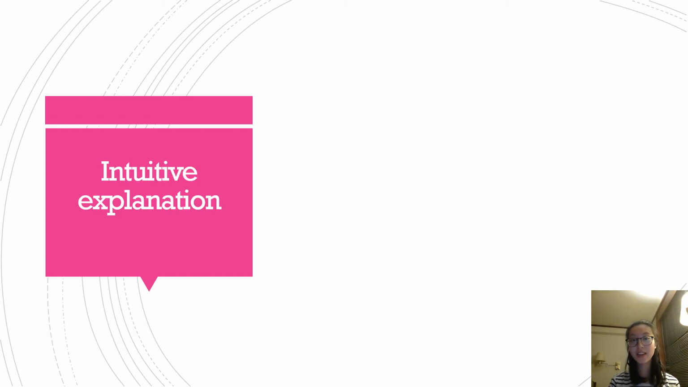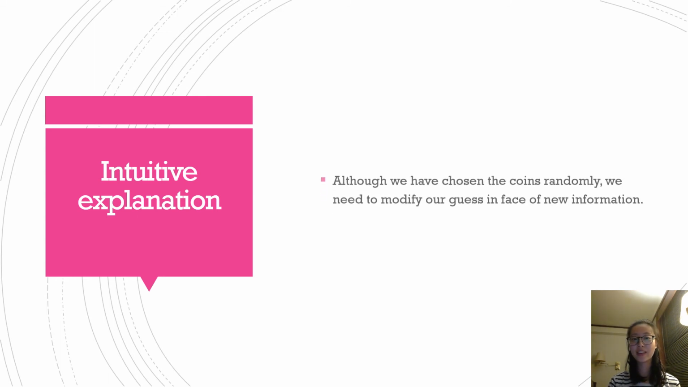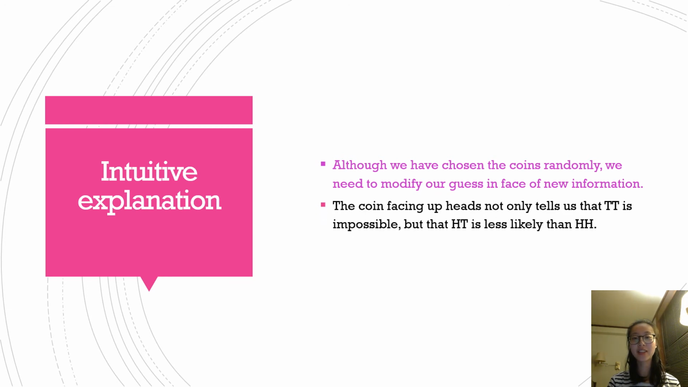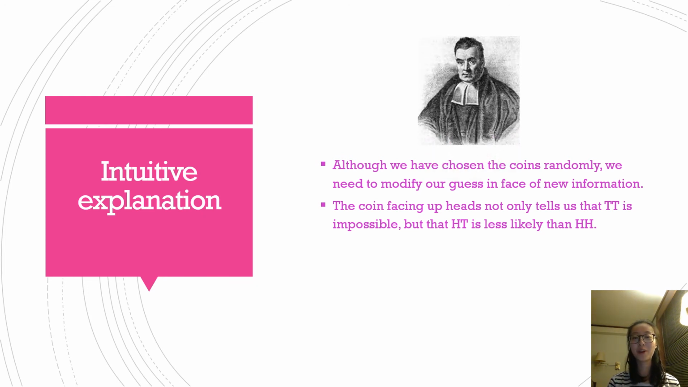So you may ask, is there an intuitive explanation of the fact that the correct answer is higher than our original guess? Well, the basic idea is that although we have chosen the coins really randomly, we still need to modify our guesses or modify our models in face of new information. So in this case, the coin facing up heads not only tells us that the double tail coin is completely impossible, but also that the double head coin is more likely to have been chosen than the head-tail coin. Actually, modifying our model in face of new information is exactly the process of Bayes analysis, a useful method for machine learning.